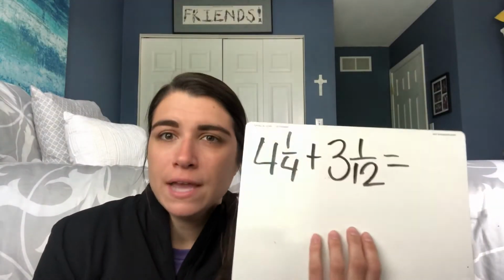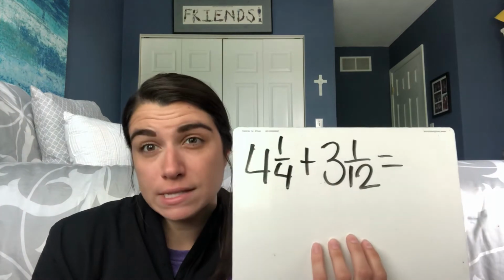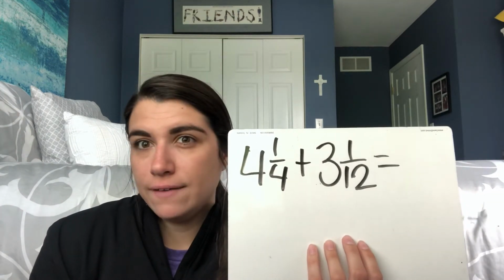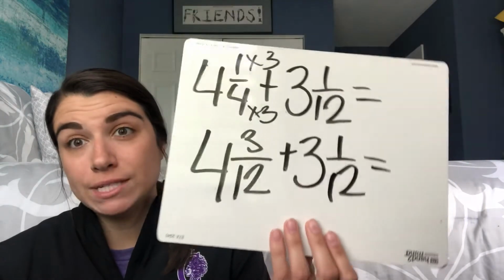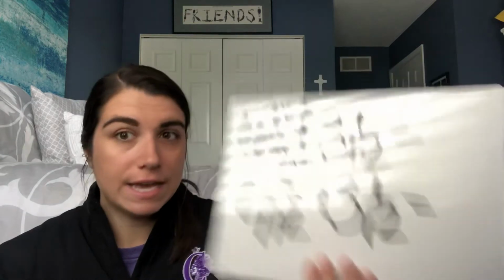All right, so for this one, I'm going to change the 4ths into 12ths. And I know that 12 is a multiple of 4, so I'm going to multiply 4 by 3 and 1 by 3. And I'm going to get 4 3/12 plus 3 1/12. So hopefully you got that so far. And I'm going to add these together. So 4 plus 3 is 7. 3 plus 1 is 4. And then my denominator should stay the same as 12.